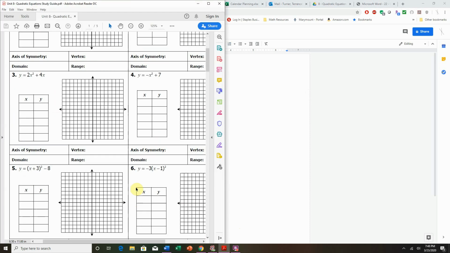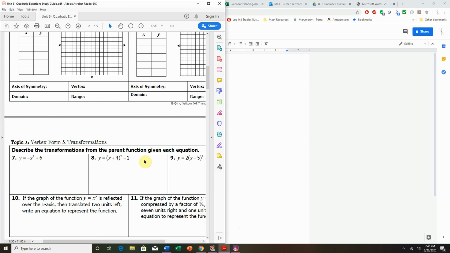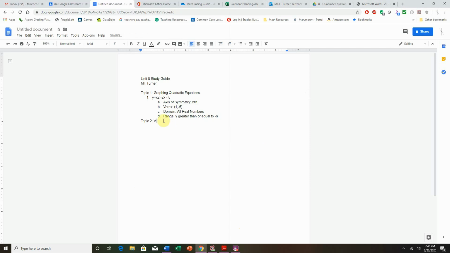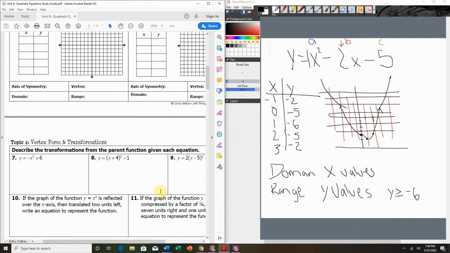So topic 2, vertex form and transformations. Okay, very fun. We spent a lot of time on this, so remember back to the game we played to help us remember this. So vertex and transformations. So this problem is asking us, so y equals -x squared plus 6. Describe the transformation from the parent function given each equation.